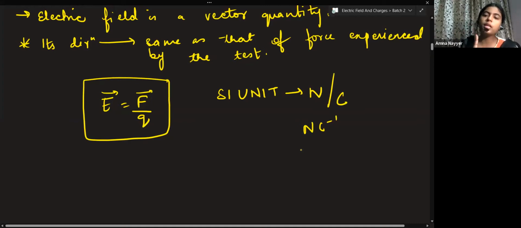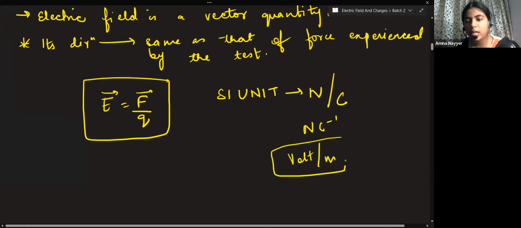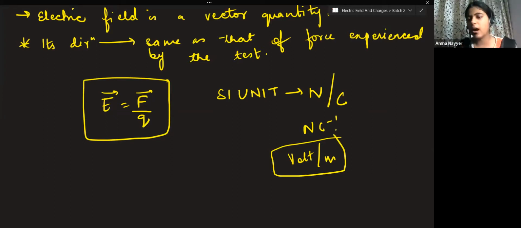Okay, one more unit of electric field is there, which we will not discuss here. It is volt per meter. You will understand this unit when we do the second chapter, potential and capacitance. From there, you can see how we can write volt per meter. But you have to remember Newton per Coulomb. This is the SI unit of electric field.